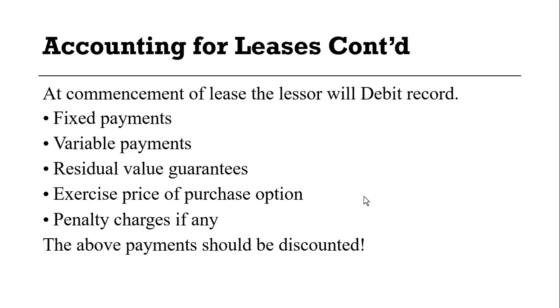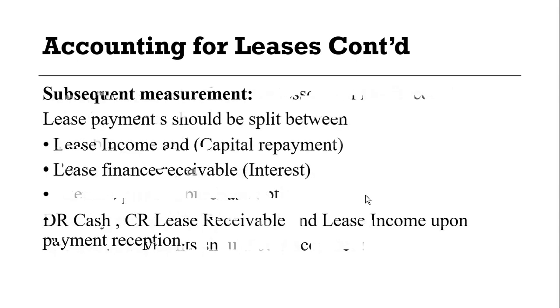Exercise price: the customer buys the asset, we may charge them something. Penalty charges: if the customer defaults on their obligations, then we might have to account for that. Now, it is very important to note that all these payments will be future payments, and so discounting is very important here. All right, lease payments, and this is a critical point, should be split between lease income, that is a capital repayment, and lease finance receivable, which is interest.